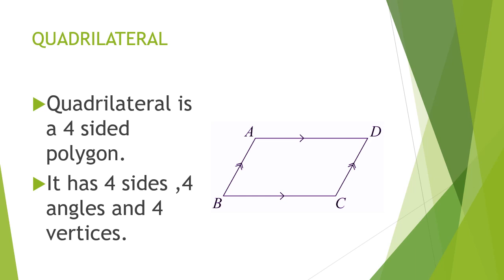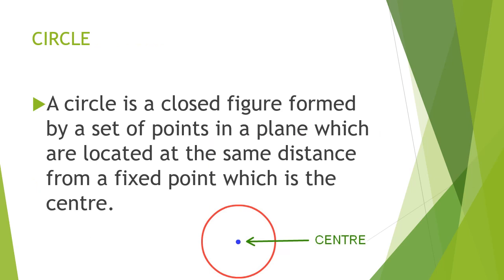Quadrilateral. Quadrilateral is a four-sided polygon. It has four sides, four angles and four vertices. Circle. Circle is a closed figure formed by a set of points in a plane which are located at the same distance from a fixed point which is called the center.